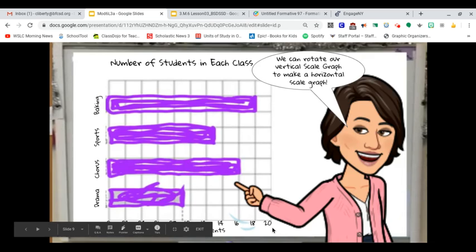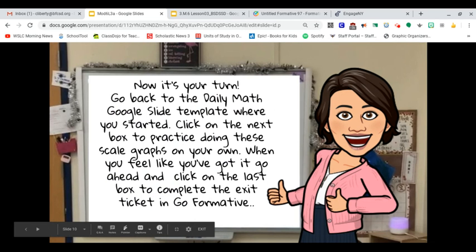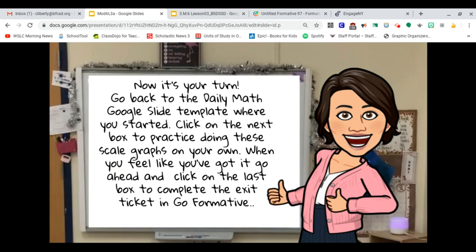So that's it. It's your turn, guys. I want you to go back to your Google slide template that you started out with in our Google Classroom. You're going to click on box number 2 and you are going to go to formative and you're going to try scale graphs on your own. And when you feel like you know how to convert a tape diagram to a scale graph, then you are going to show me what you know by completing the exit ticket in formative.